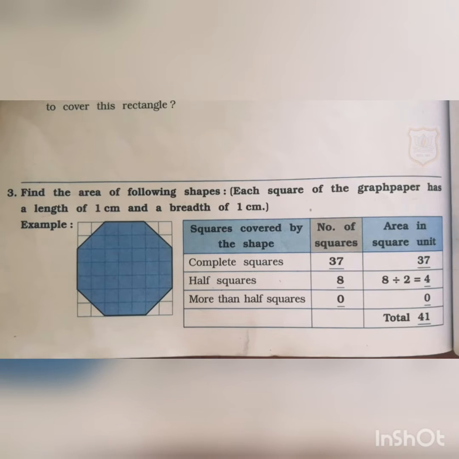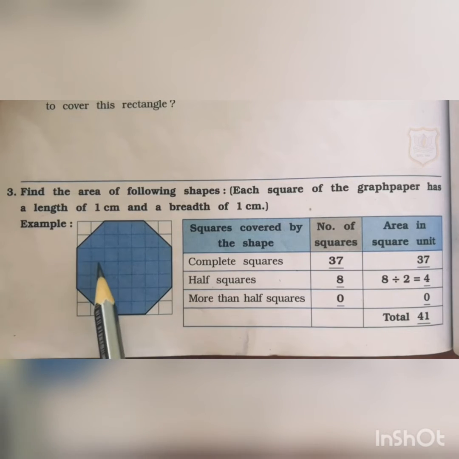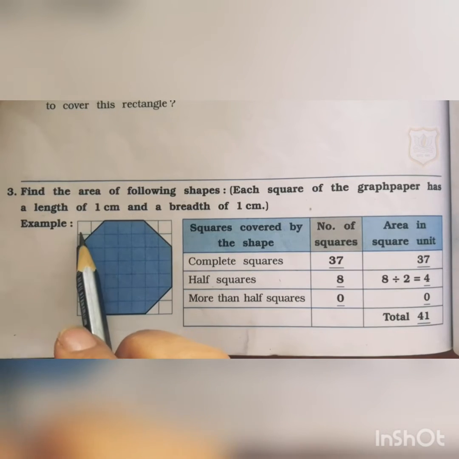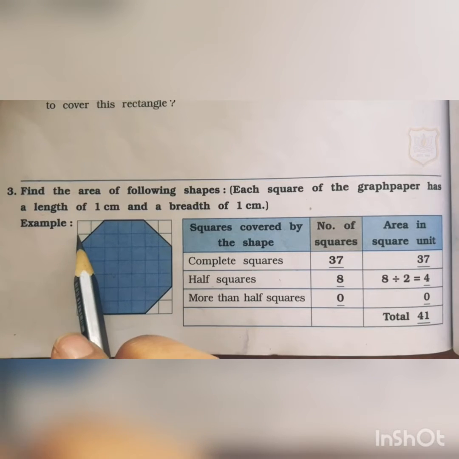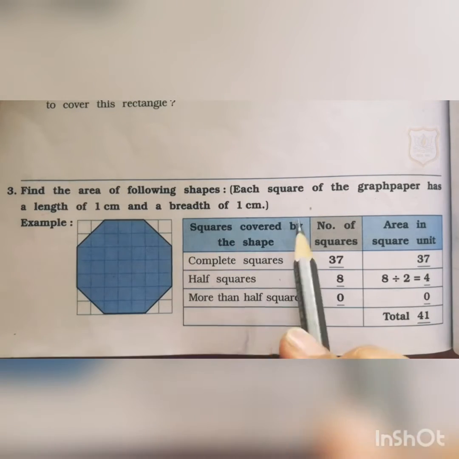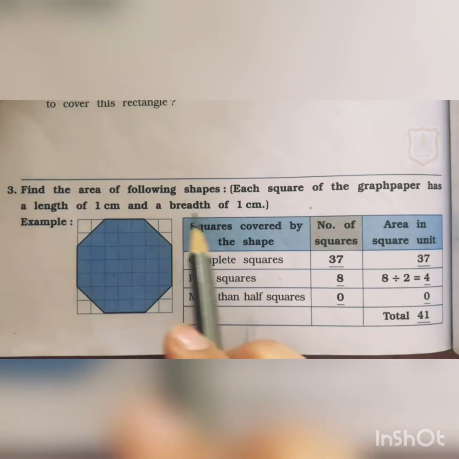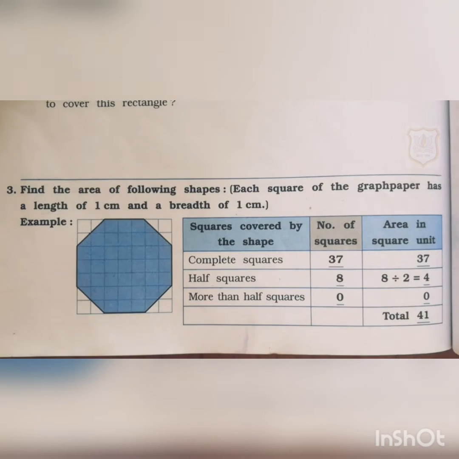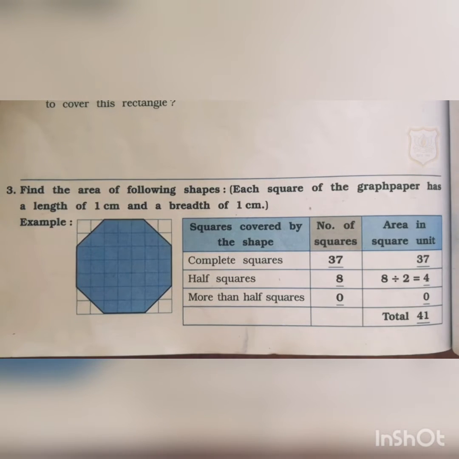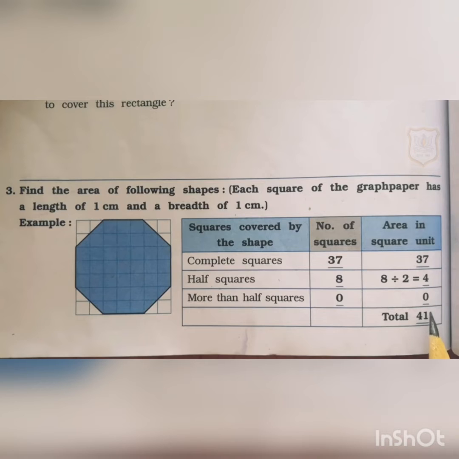Now you can see on the graph paper that there is one full square, half square and more than half square. Now this is one square, this is again one half square. Here it is written each square of the graph paper has a length of 1 centimeter and breadth of 1 centimeter. So we will first count out the complete squares and then the half squares and more than half squares. Then we will do the total.